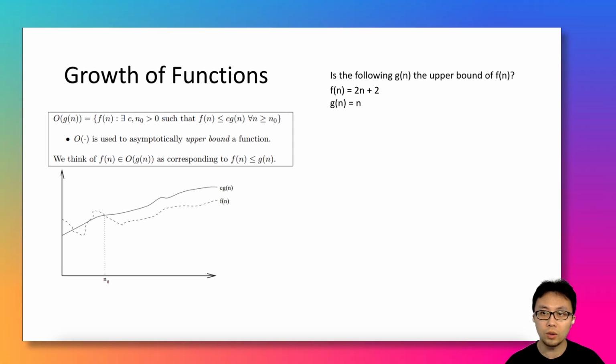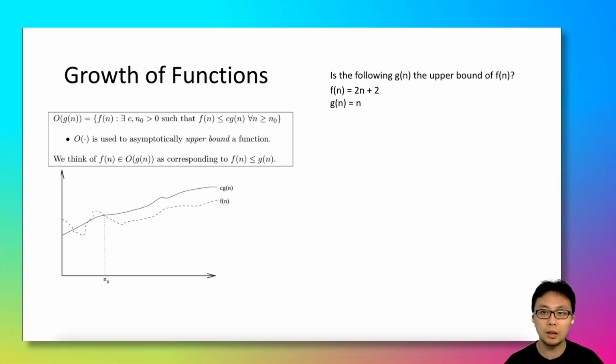Okay, so on the screen, you can see a new example where Fn stays the same, but Gn is updated to just n. The question stays the same by asking if Gn is the upper bound of Fn. You may be tempted to say no, because as it stands now, Fn seems to grow faster than Gn. Both of these two functions are linear, but the slope of Fn is steeper, which means that it grows faster.